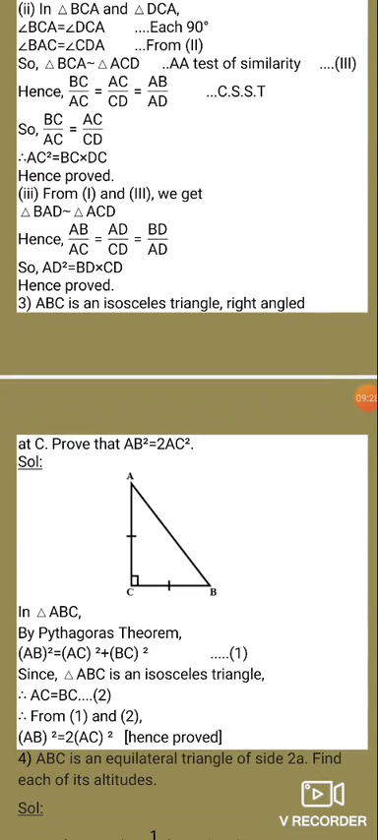Now the next question. ABC is an isosceles triangle right angled at C. Prove that AB square is equal to twice of AC square. Simple question this one. In triangle ABC, by Pythagoras theorem, AB square is equal to AC square plus BC square. Since triangle ABC is an isosceles triangle, AC equal to BC. Now from equation number 1 and 2, AB square is equal to twice of AC square. Hence the proof.